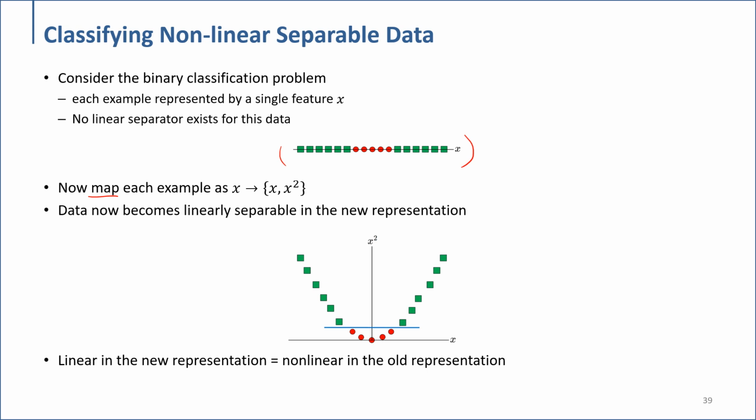So when you plot this data on the x and x squared axes, you can clearly see this quadratic information. By doing so, we now have a linear classification boundary, and we can split the data into two classes. So here, linear in the new representation means nonlinear in the old representation. The key idea is just changing this data to this expression by using the mapping.